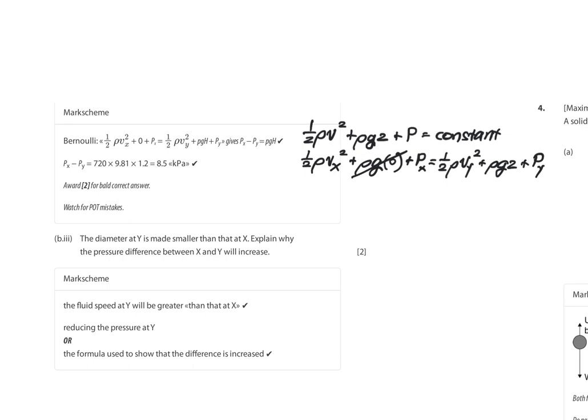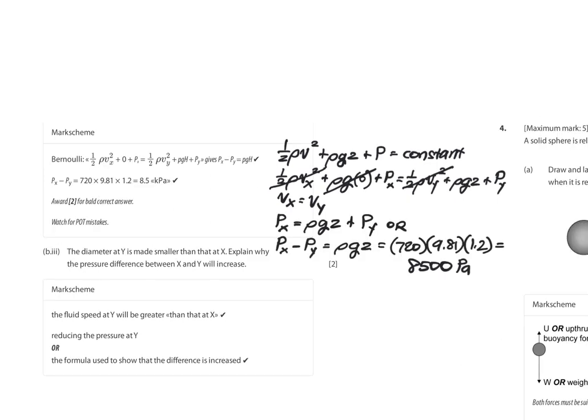All right, and then X starts on the ground, so there's no height, so there's no rho gz there. But the second portion at Y, it's elevated 1.2 meters above the ground, so we'll need to deal with that. Now, we've already established that the velocity at X is equal to the velocity at Y, and the density, of course, is the same as well, so the 1/2 rho v squared portions drop out. The first rho gz for X dropped out because it had no height.